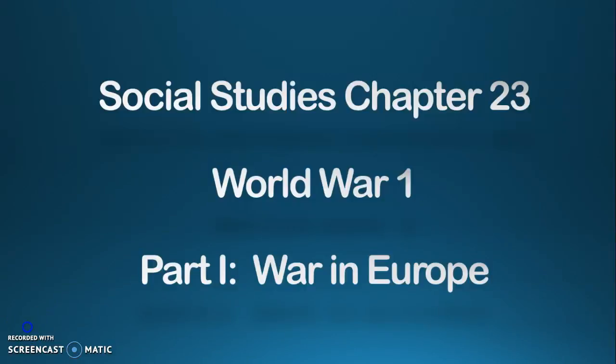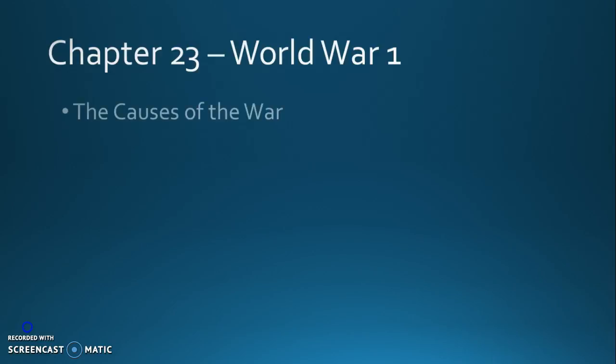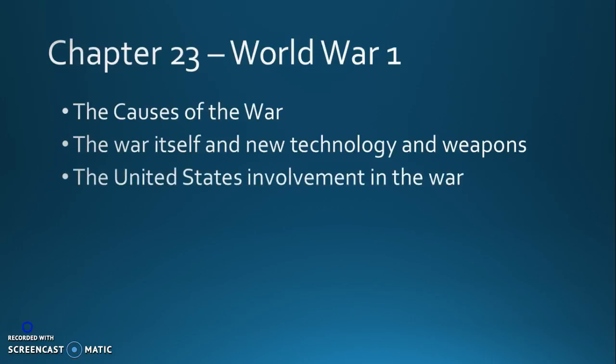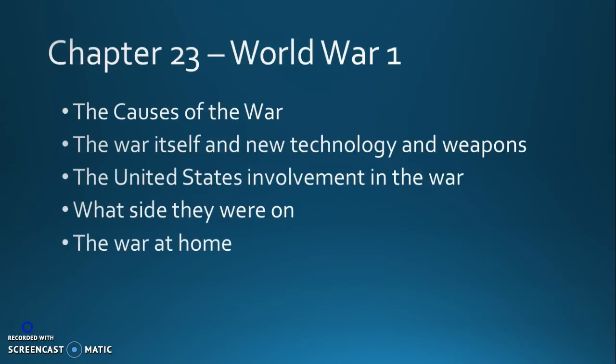This is Mr. Roush. We're going to be talking about World War I in Social Studies, Chapter 23. We're going to start off talking about the causes of the war itself, and new technology and weapons, the United States' involvement in the war, and what side they were on. We're also going to be talking about the war at home and what to do after the war so that this would never happen again.